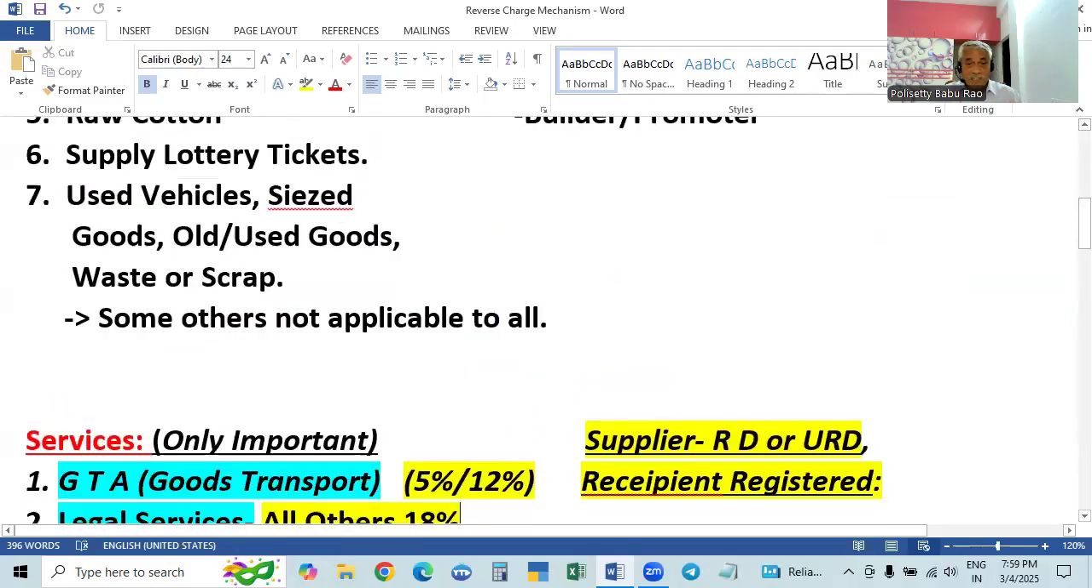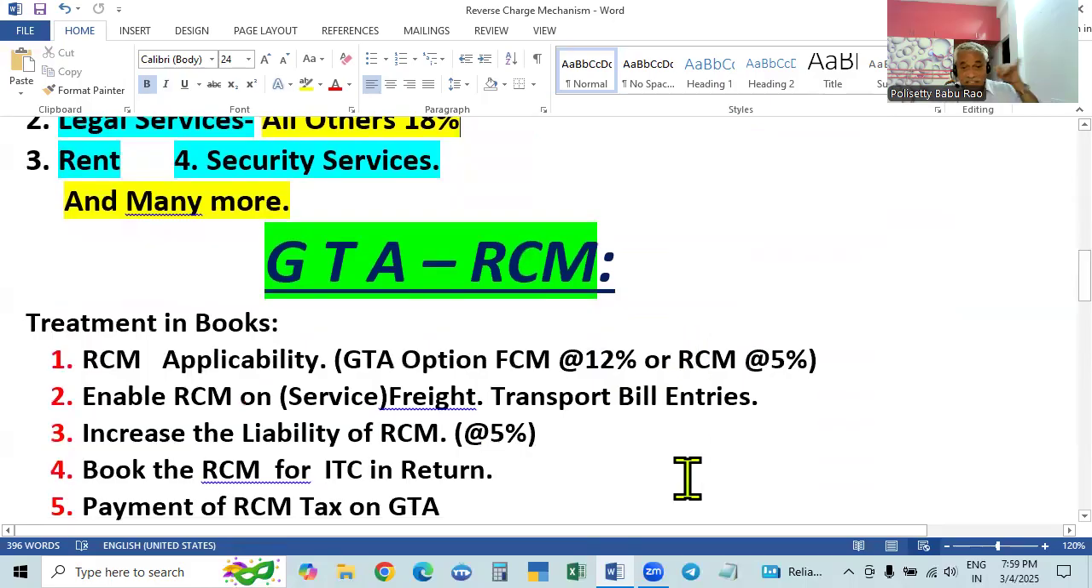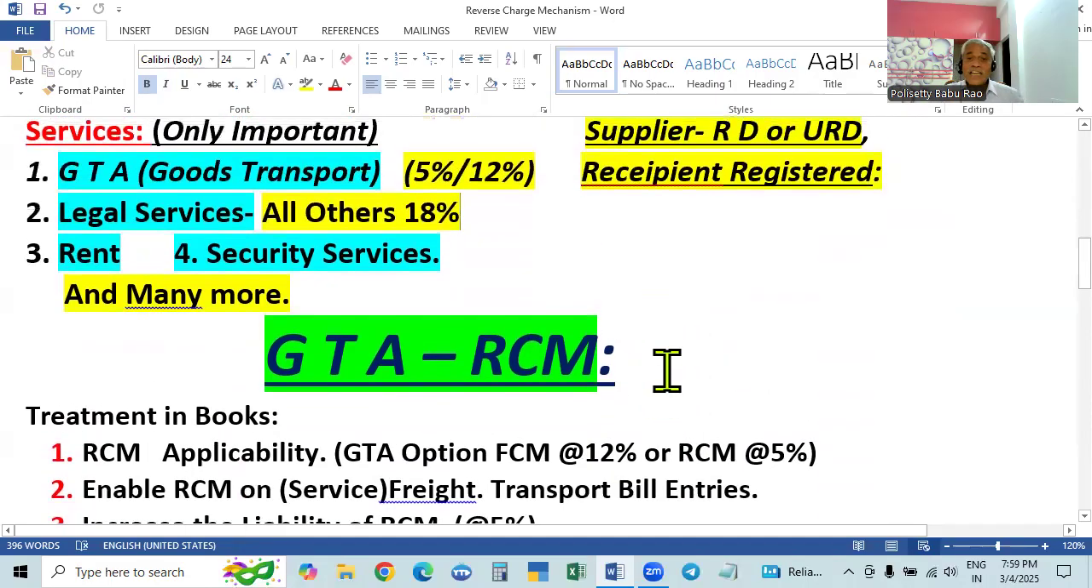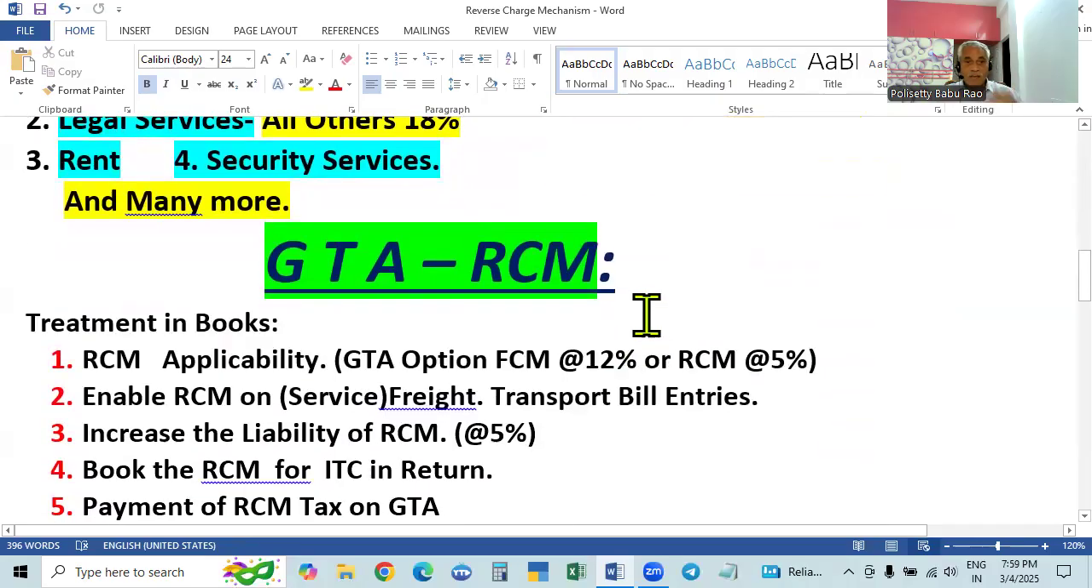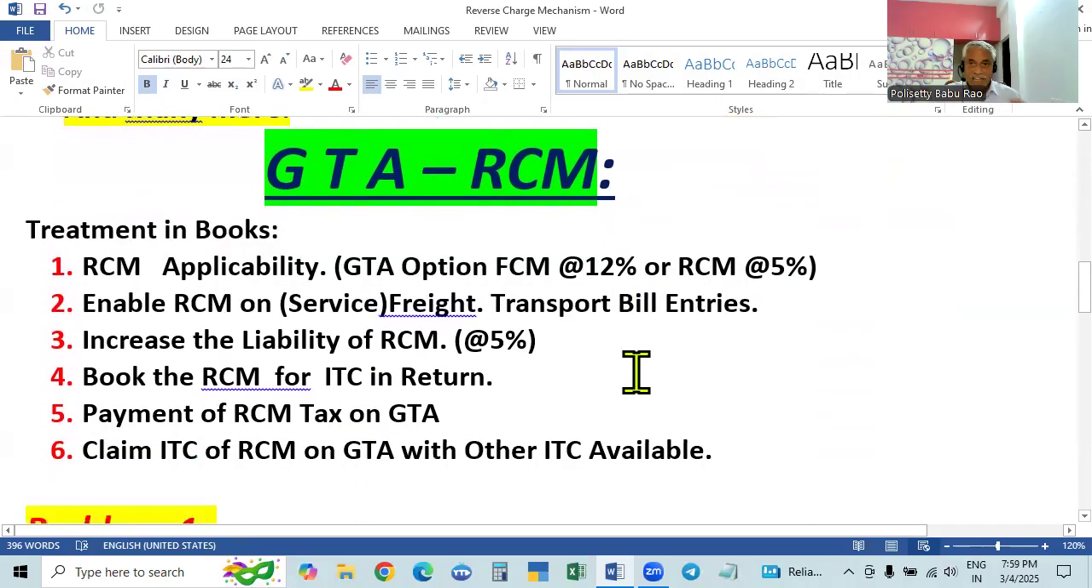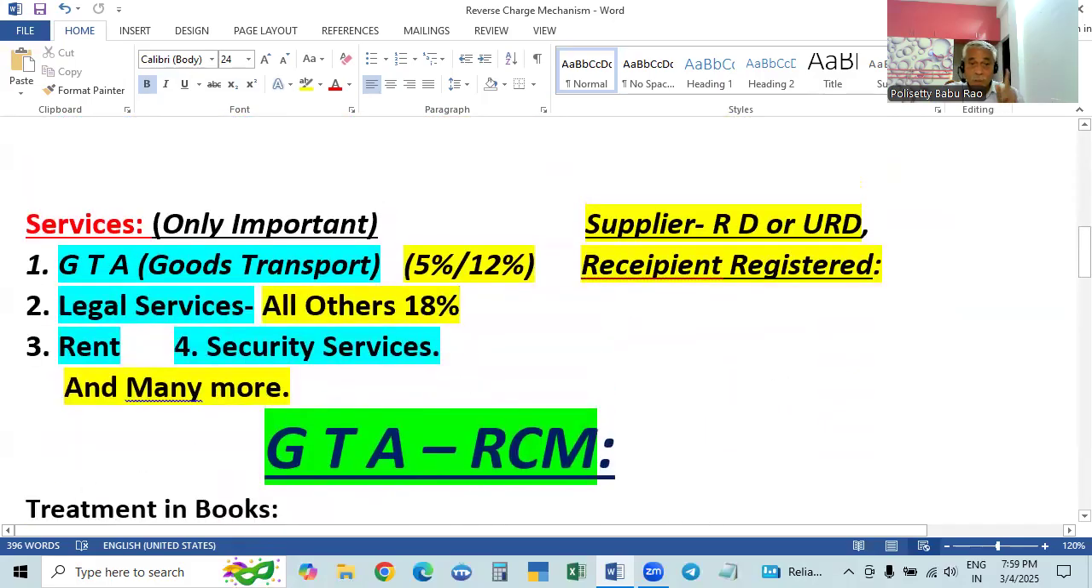How the reverse charging mechanism is implemented in the books, how the entries are made in Tally to implement this RCM, we will take up in the next video. Till then, go through this video again and you will understand everything. Once you go to the accounting entries, you can usually understand very easily.